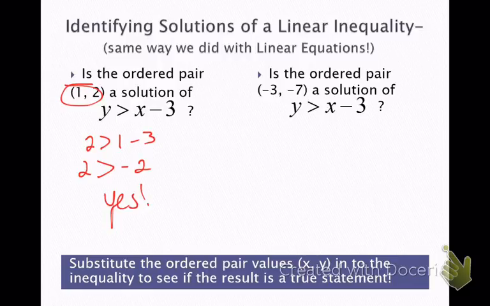Try the next one. Is (-3, -7) a solution? Okay, is negative 7 greater than negative 6? No. So this is not going to be a solution, and that point would not need to be colored in or shown as a solution. Okay, so it's the same as before. We're still going to substitute in, but we understand that we're using an inequality now instead of an equal sign. So that does change the game a little bit.